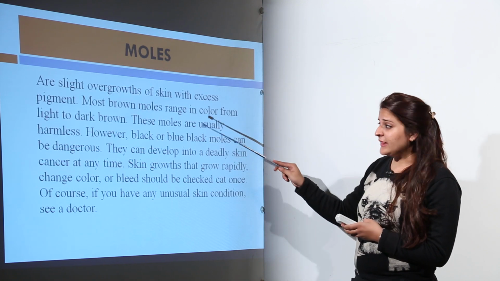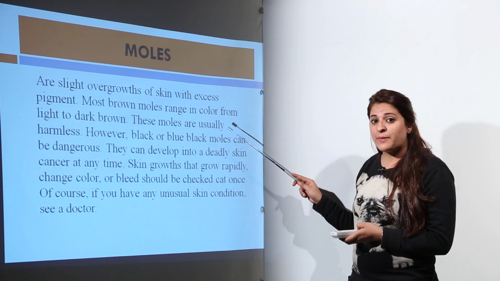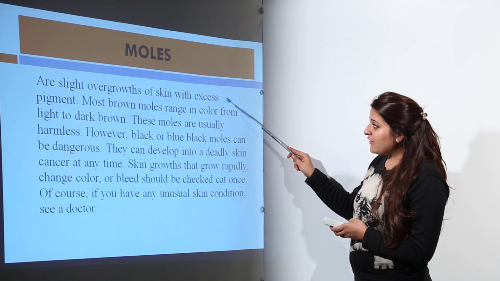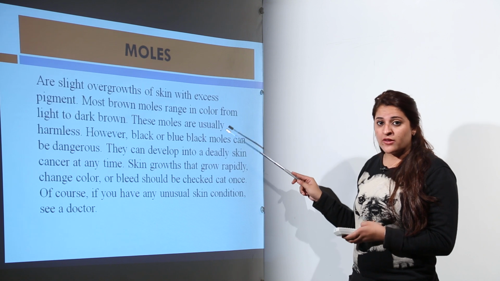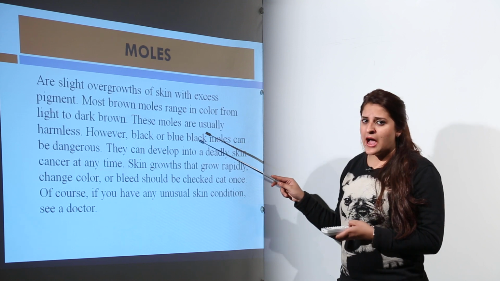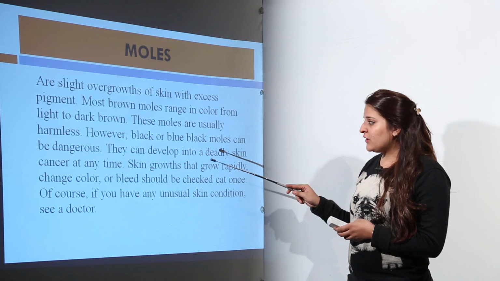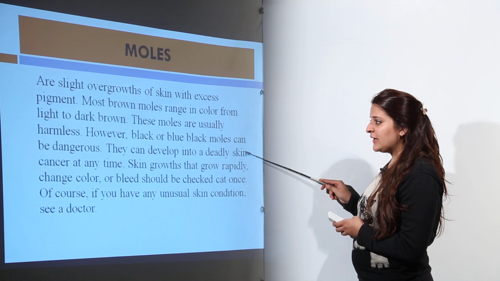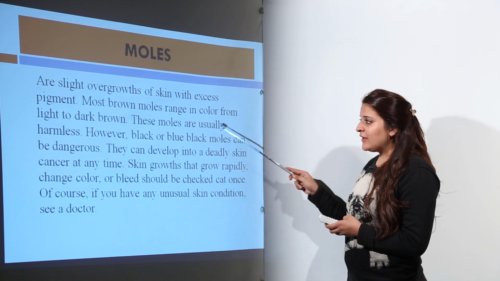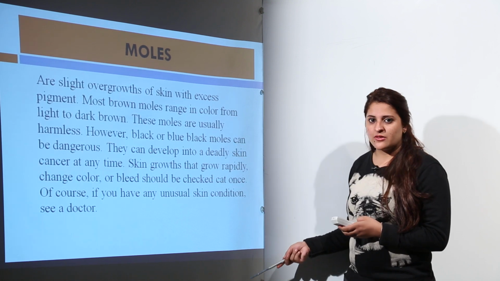Now moles. There are some overgrowths of skin where there is excess melanin pigment. So there are some parts of the skin which are dark brown or highly stained, and these have a high concentration of pigment. Most brown moles range in color from light to dark brown, and they are harmless. However, if you have black or blue-black moles, they are known to be dangerous, and they can develop into a deadly skin cancer at any time. So these moles, acne and all of these are the complexion issues that are present, and this is what a complete presentation about our skin is all about.